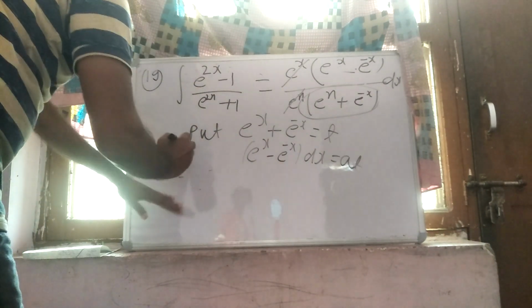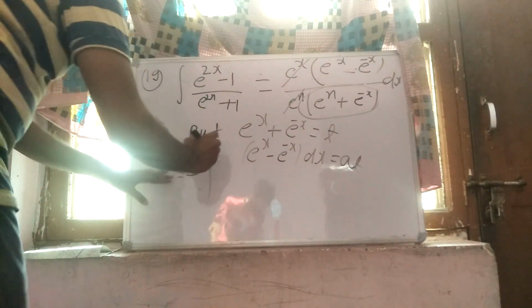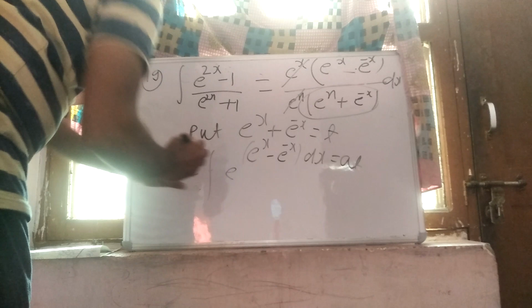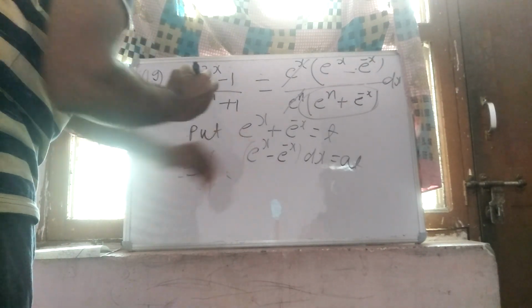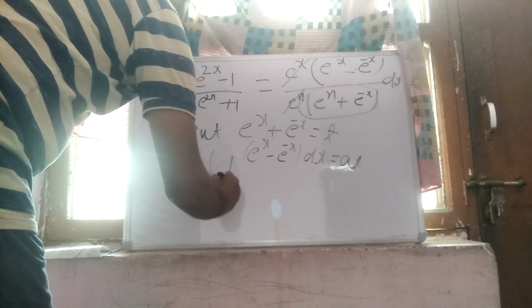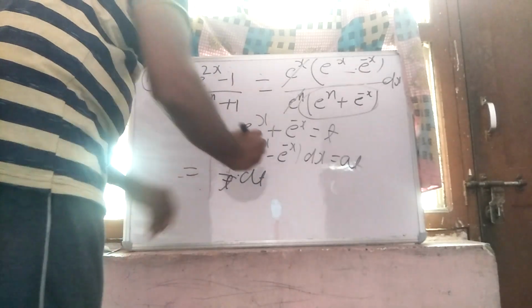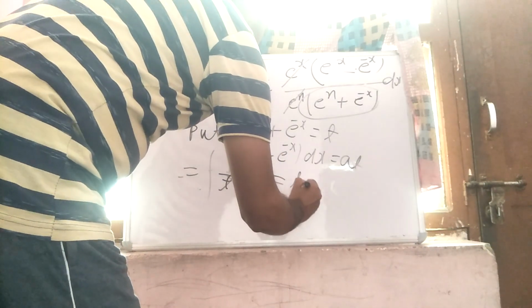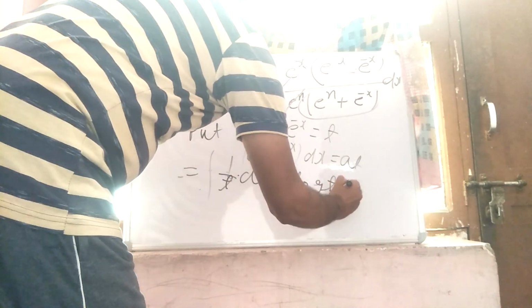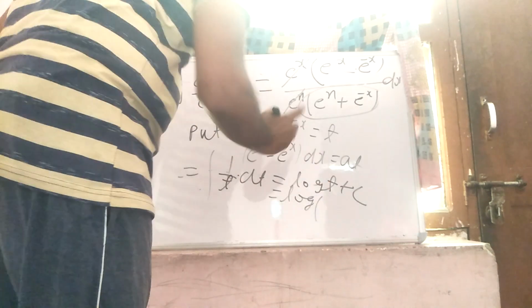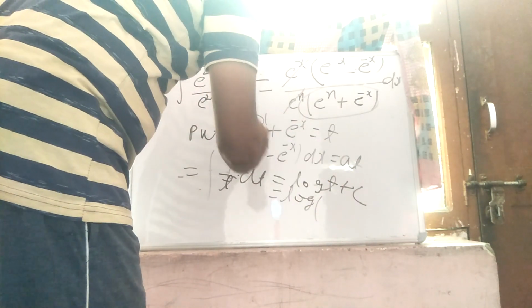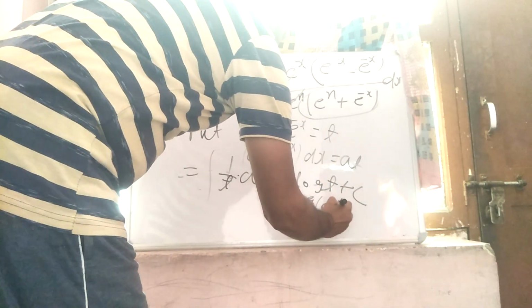So we substitute, and this becomes 1 upon t into dt, which is also very easy. 1 upon t means log t. This is log t plus c, and what is t? So it is log of e to the power x plus e to the power minus x plus c.